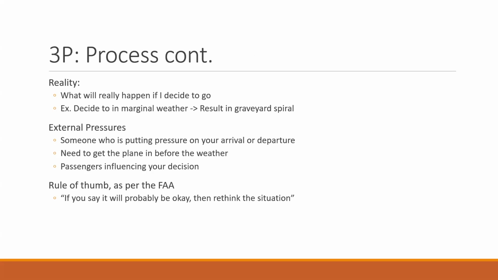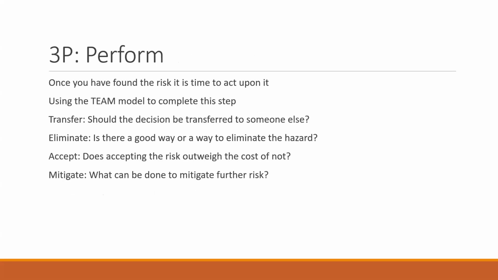So you can use that to process the information and figure out what to do. And then finally, we can use the TEAM model to perform. Once we have figured out the risk and processed the risk, now we can perform on that risk. So TEAM is going to be transfer. Should we transfer something to someone else? Should we eliminate the hazard? Is there a good way to eliminate the hazard? In the case of an engine out, again, there's not really a good way to mitigate or eliminate it. So, choosing the best place to land would be the elimination of that.